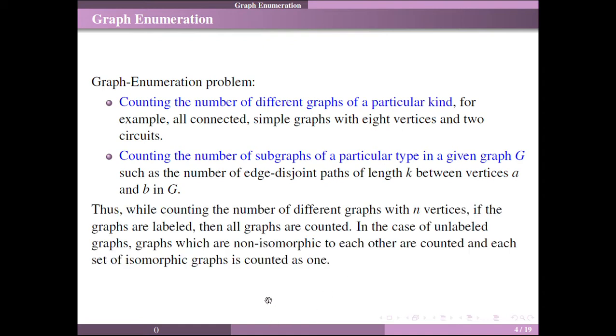When we count the number of different graphs with n vertices and if graphs are labeled, then all graphs are counted. Whereas in the case of unlabeled graphs, graphs which are non-isomorphic to each other are counted.